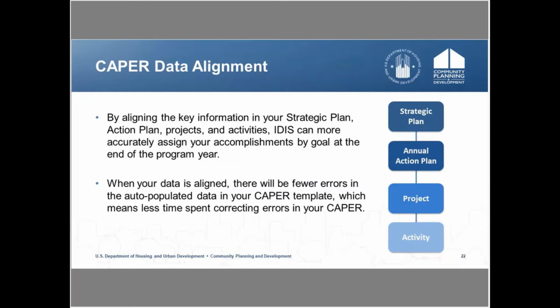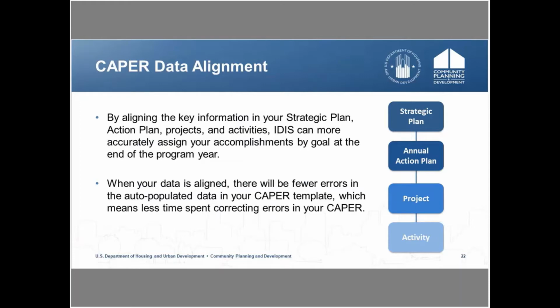So how does IDIS make the connection between the goals from the strategic plan to the goals in the annual action plan to the accomplishments at the activity level? The system makes the connection when crucial pieces of information in the setup of your goals, goal outcome indicators, projects, and activities are aligned. And when you align this information, the system is able to more accurately capture your accomplishments by goal at the end of your program year.